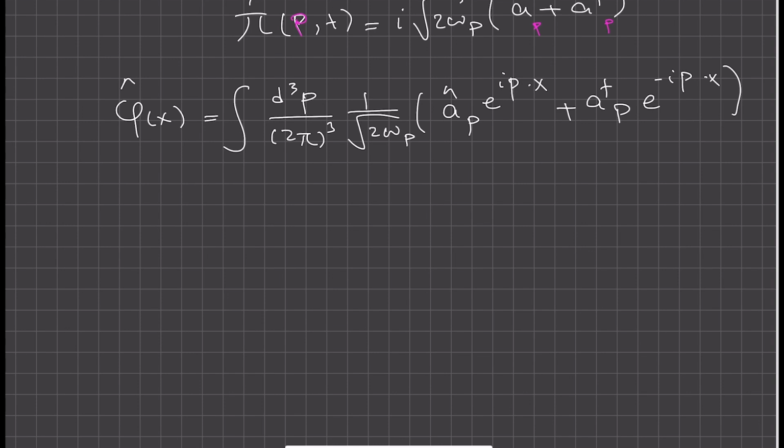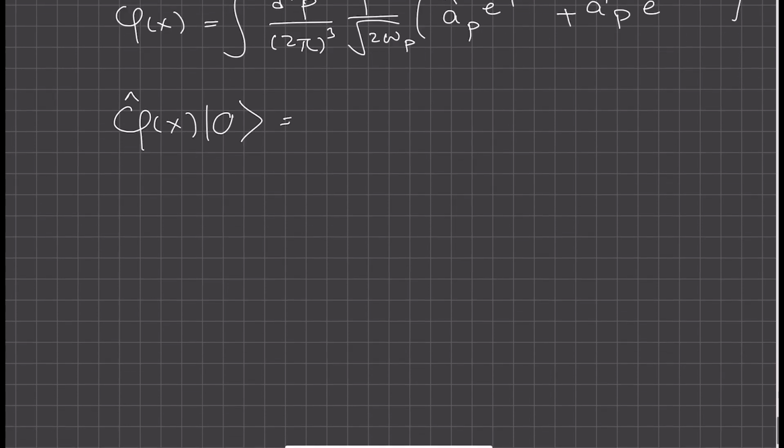And now, what's the interpretation of that? So when I act phi of x on the vacuum, I have this integral d³p over (2π)³ times 1 over, now instead of omega p, I write energy E_p. And that energy is the same energy that we saw in relativity, so E_p is the square root of p squared plus m squared. Now I have this term, a_p, exponential of i p·x.